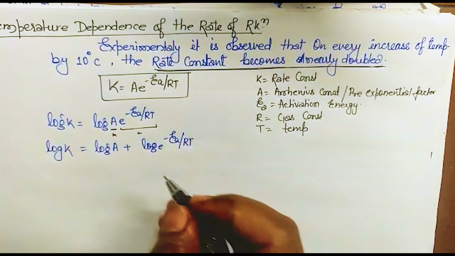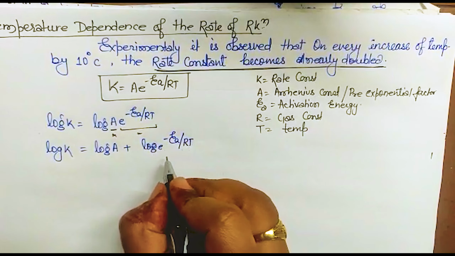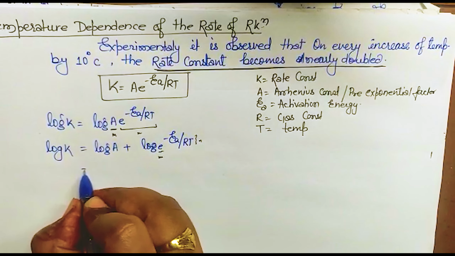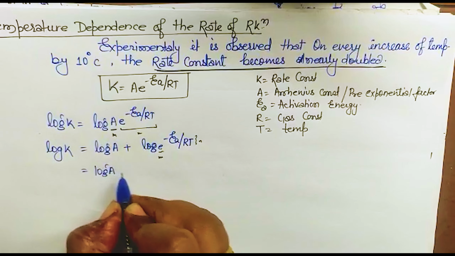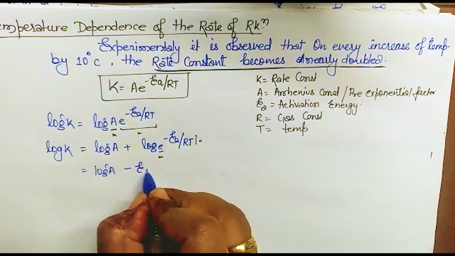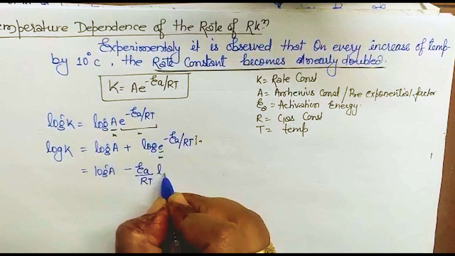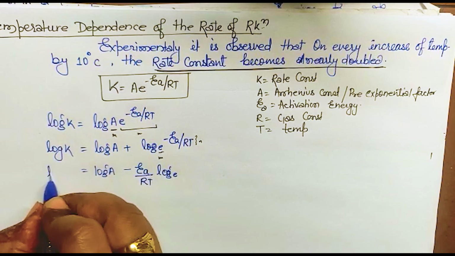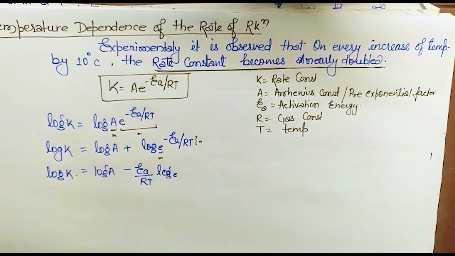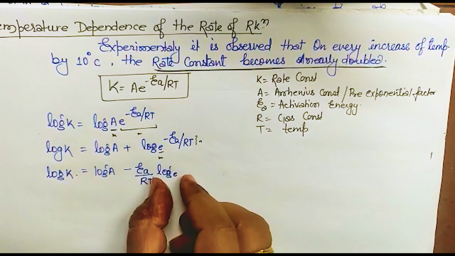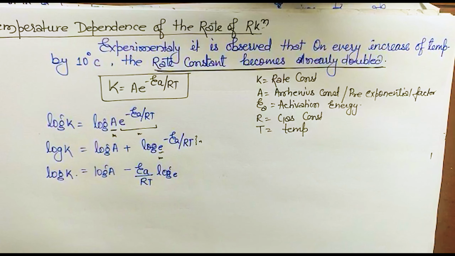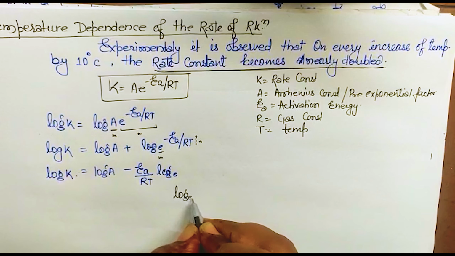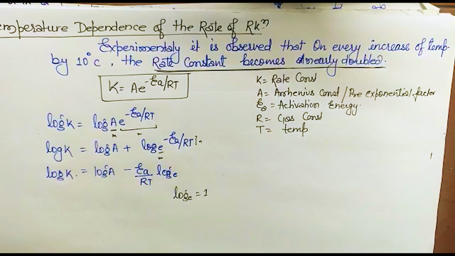Yes. Now this is log M power N. Can we write? This is M and this one is N. So what will it be? N log M. So can I write log A, and this minus will be here, so totally EA upon RT, and this is log to the base e. Yes, this is log K. Okay, so now log e, log of the exponential, is 1.